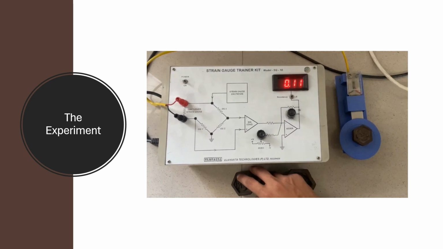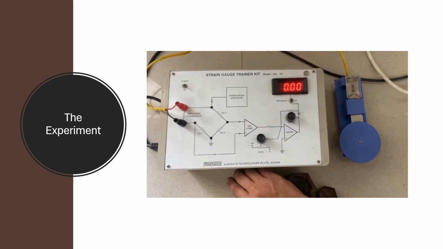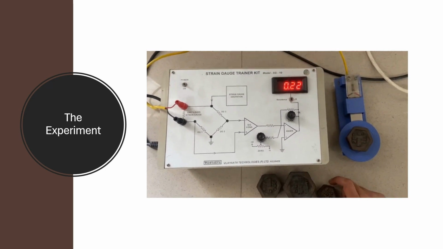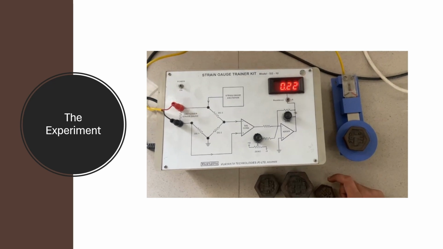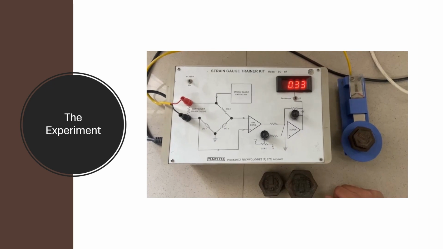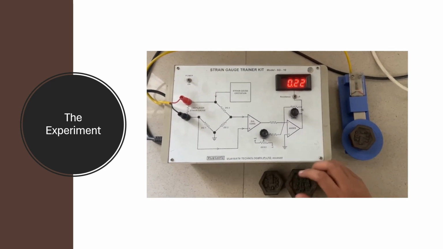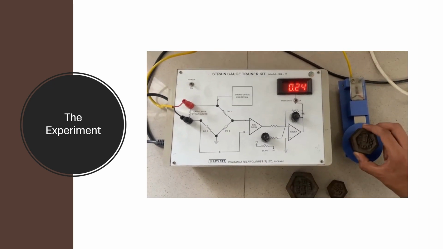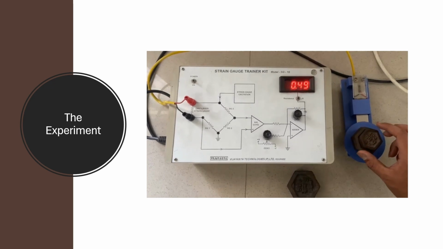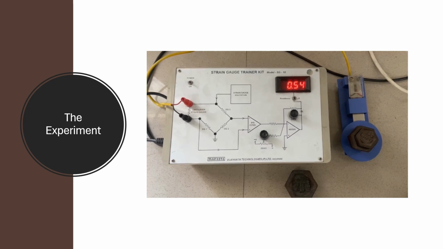Now we will increase the weight slowly. Place the 200 gram weight on the gauge. We can see the reading has increased to 0.22. Now the total weight is 300 gram and the reading has increased to 0.33. One thing which you can note is that a linear graph is coming with the readings. Like 500 gram weight is there and the resistance has now become around 0.55.